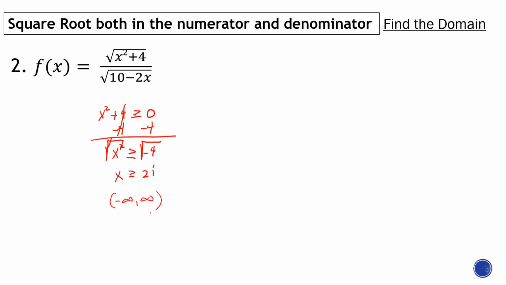What about the denominator? So 10 minus 2x is greater than 0. We subtract 10 on both sides. This will be negative 2x is greater than negative 10, divided by negative 2. And of course, when we divide or multiply by a negative number in an inequality, that symbol will change. So here, our domain will be x is less than 5.